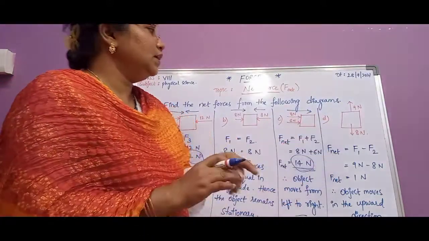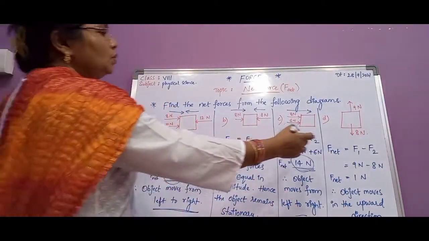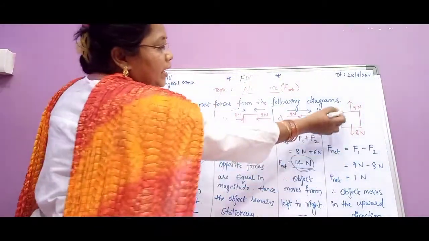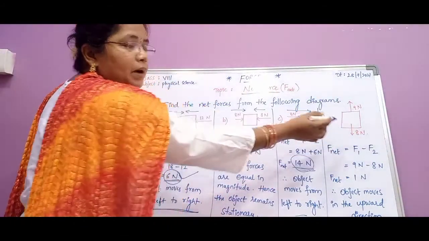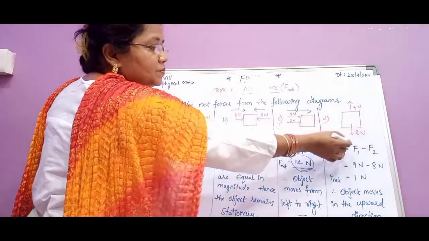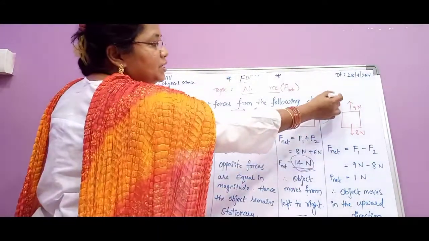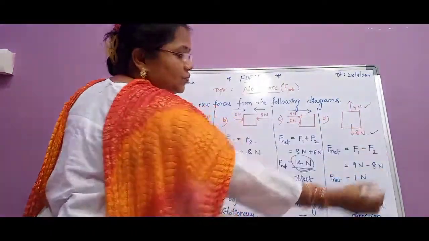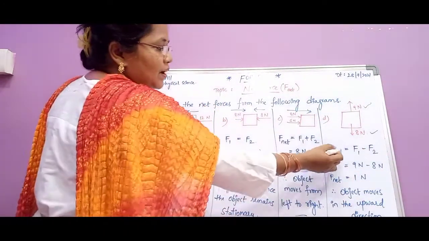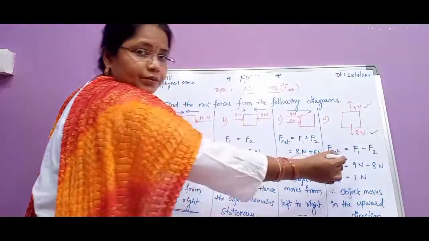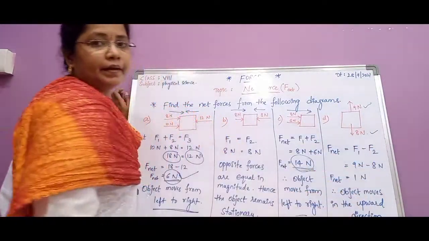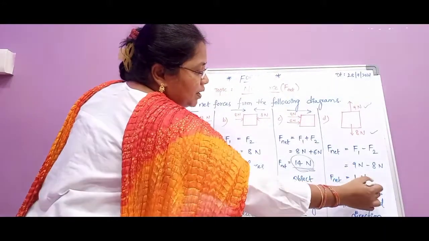And go to the last case here. Upon this object also, two forces are acting. One is in the upward direction and the other is in the downward direction. That means both of them are in opposite directions, so we have to subtract one from the other. In the upward direction, 9 newtons force is acting, whereas in the downward direction, 8 newtons force is acting. To find the net force, F net is equal to F1 minus F2. We subtract 8 newtons from 9 newtons, 9 minus 8, that is equal to 1 newton.